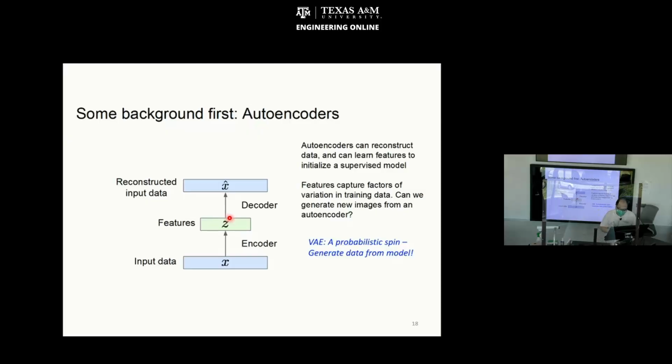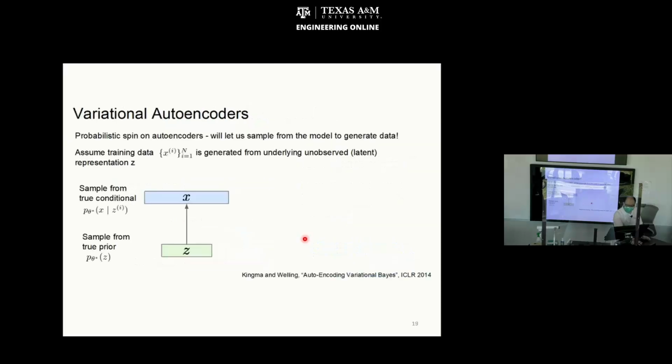If you put that probabilistic spin on this autoencoder, that's called a variational autoencoder. And then you can generate data from the model. You see what I mean? Now keep in mind, Z is no longer a deterministic transformation from X. It has to follow some distribution, so it's a random variable now, okay? So let's talk about variational autoencoders. The hope is that we can sample from the model and then generate data.